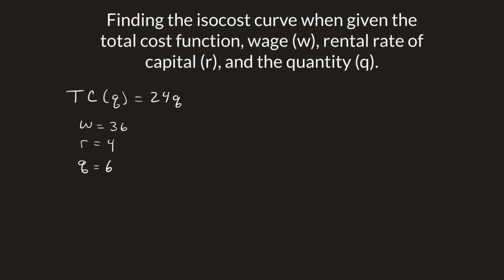So let's start by talking about what we mean by isocost curve. Iso is going to mean same, and cost can mean cost. So you can think about this as a curve that illustrates all the same costs. And we know what the cost is, right? So the cost for the isocost curve is going to be 24 times 6, right? So 6 was down here. So I know that 24 times 6 is equal to 144. So what I know is that my cost is going to be 144.